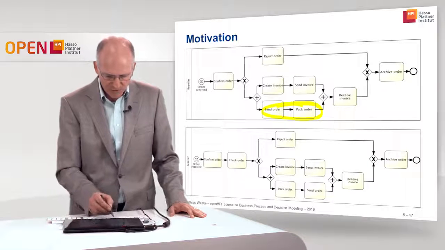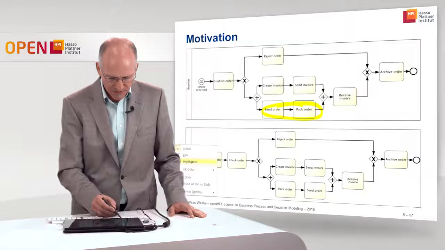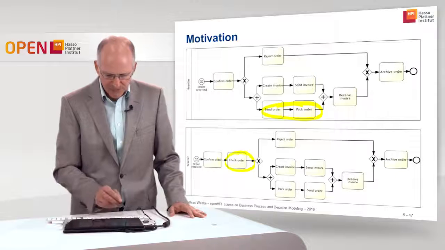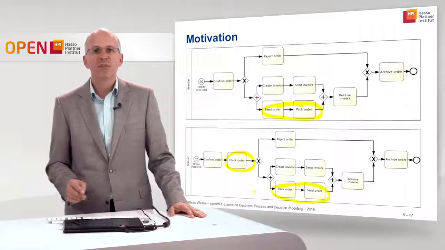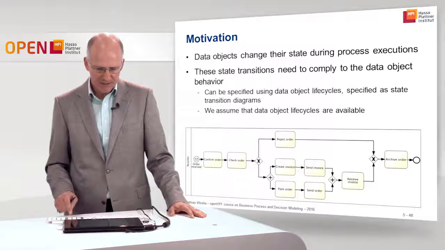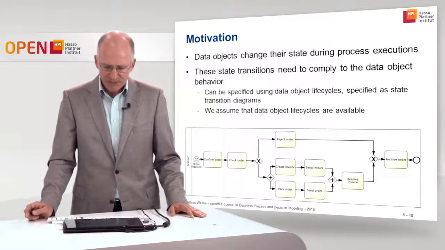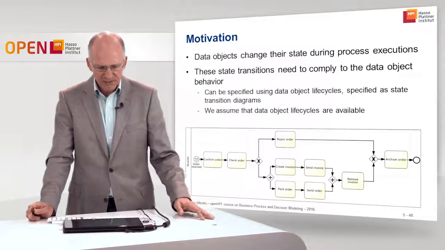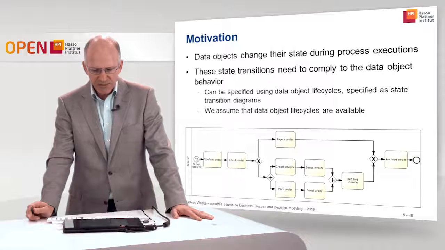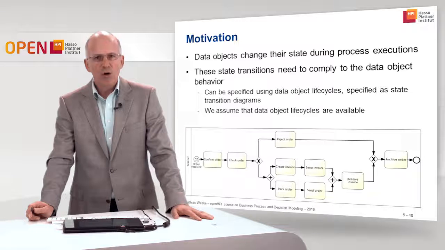So here we have the check order activity that is embedded here, and then we have, of course, the packing of the order before the sending of the order. Data objects change their state during process execution. We've seen that already before. Indeed, these state changes need to comply to the data object behavior.